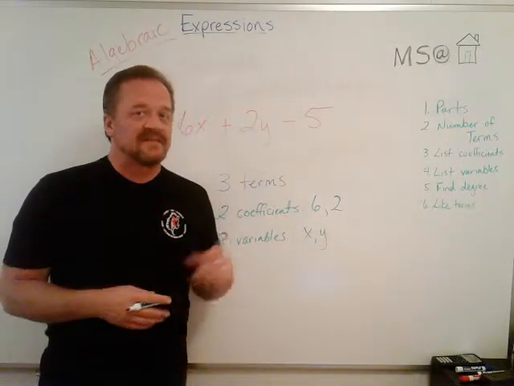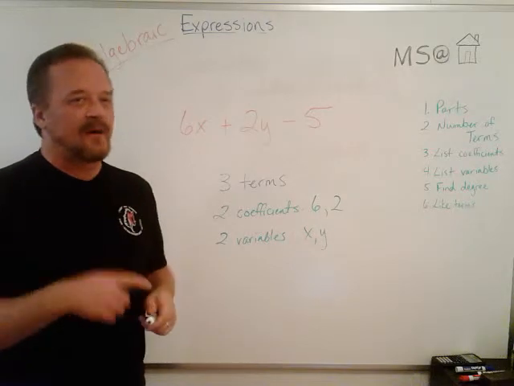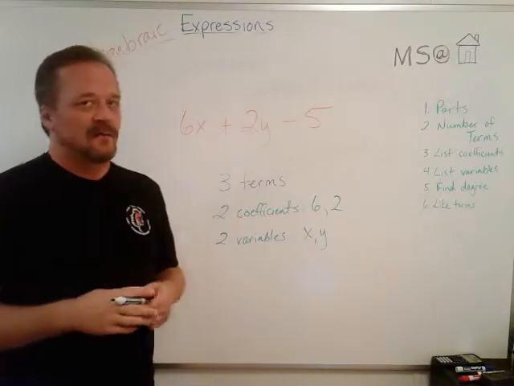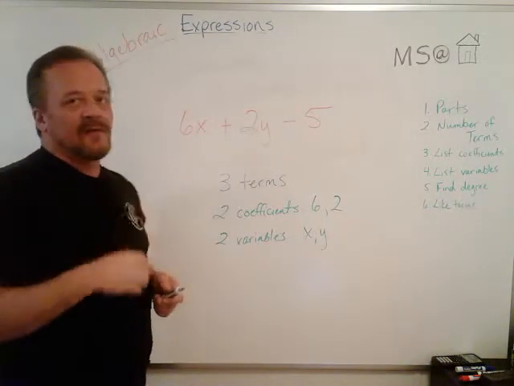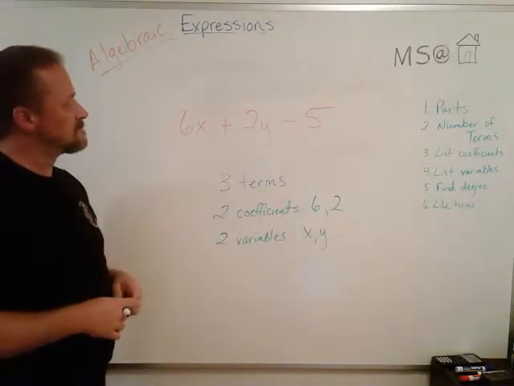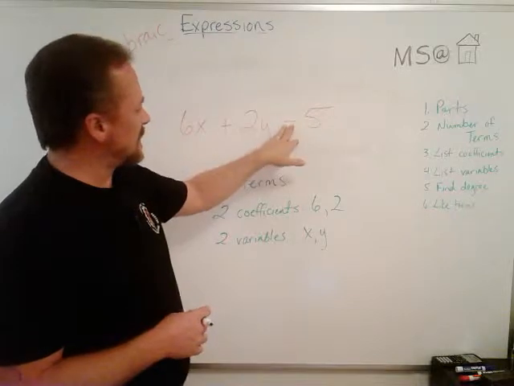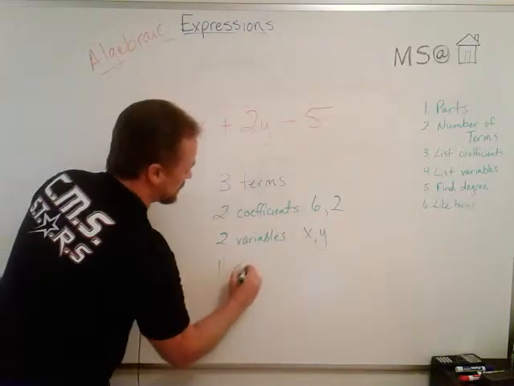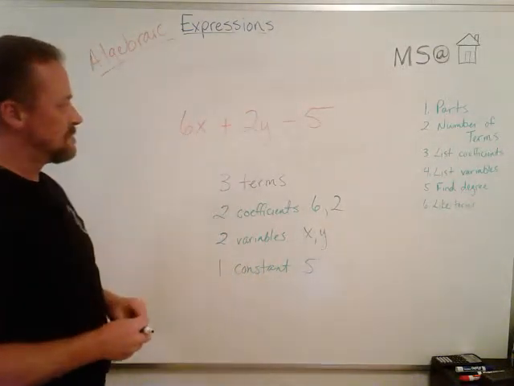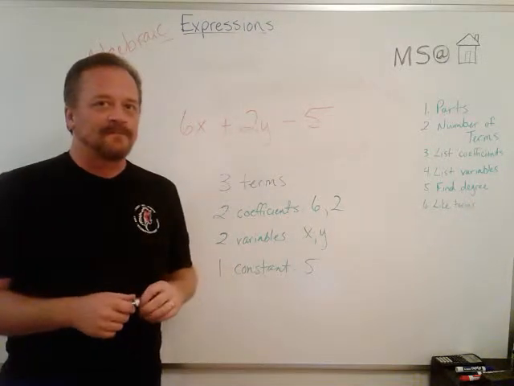How about a constant? Does this expression have any constants? Numbers that are not attached to, not being multiplied, not divided by or dividing a coefficient or a variable, they're all by themselves and they're separated by a plus or a minus sign. Do you see one of those? 5 is all by itself, right? Not attached to anything, separated from everything else by a subtraction sign. So we have one constant, and it's 5. Okay? Feeling pretty good about that?